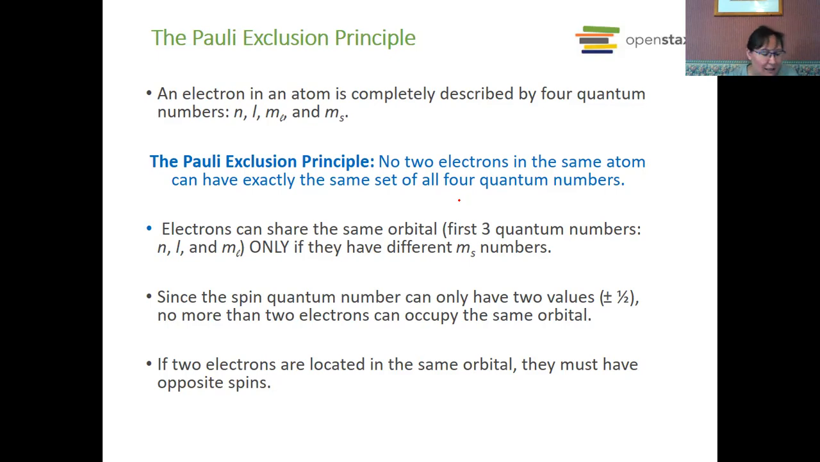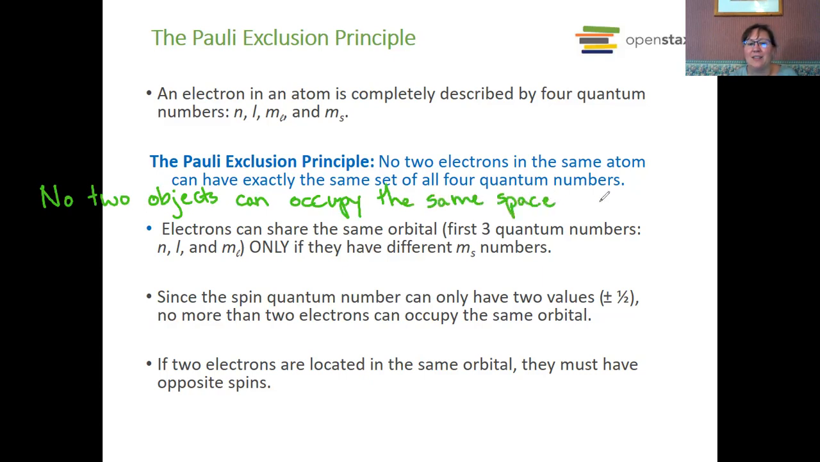Okay, so what does the Pauli exclusion principle mean? Well, literally it means no 2 electrons in the same atom can have exactly the same set of all 4 quantum numbers. And that is its literal designation, but that doesn't make a lot of sense. What it really means is that no 2 objects can occupy the same space at the same time.